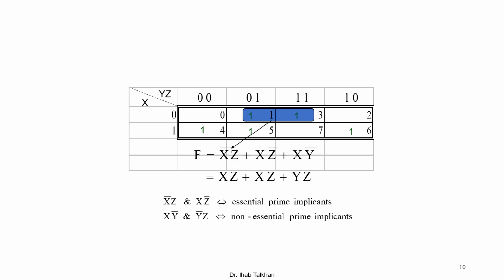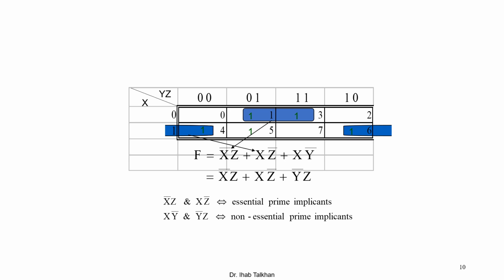The second group here is cell number 6 and cell number 4. Notice that cell number 6 has no other choice other than combine with cell number 4 to give you a group of 2. So actually cell number 6 and 4 are essential, and this group will give you X Z bar.